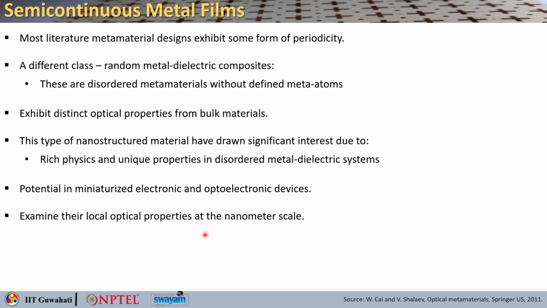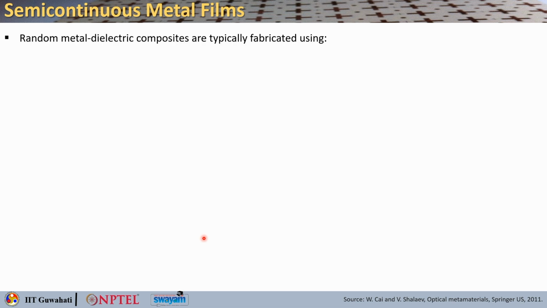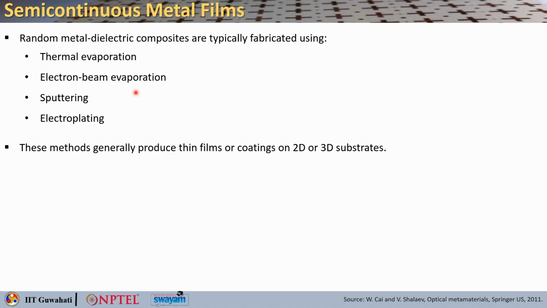So, now let us look into them and understand how their behavior is defined and how they can give you some unique responses. So, first of all, how do you make this kind of random metal dielectric composites? Okay, so you can fabricate them using standard methods like thermal evaporation or e-beam evaporation, sputtering, electroplating, right. So, these kinds of methods are typically used to produce thin films or coatings on 2D or 3D substrates. Now, as a result, such composites can also be modeled as 2D systems.